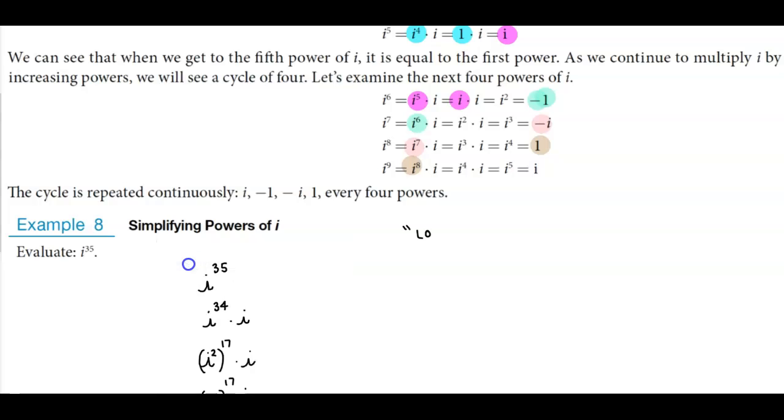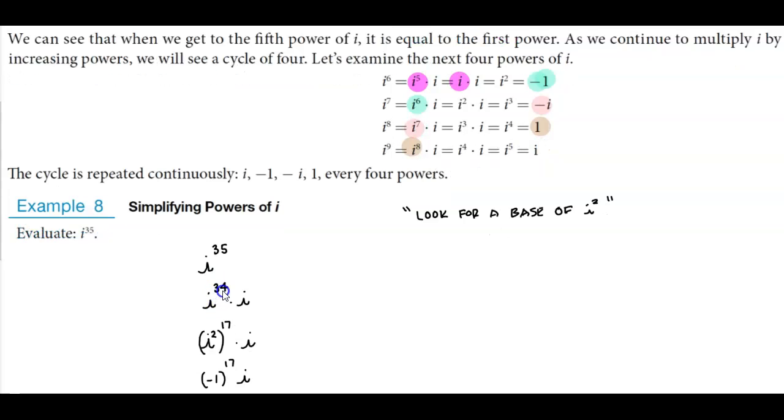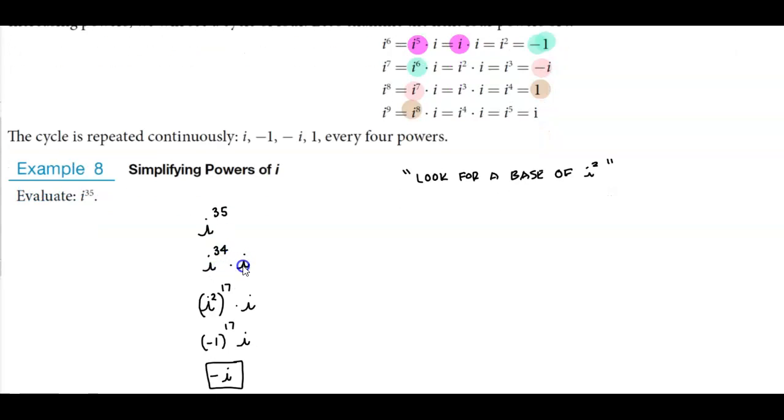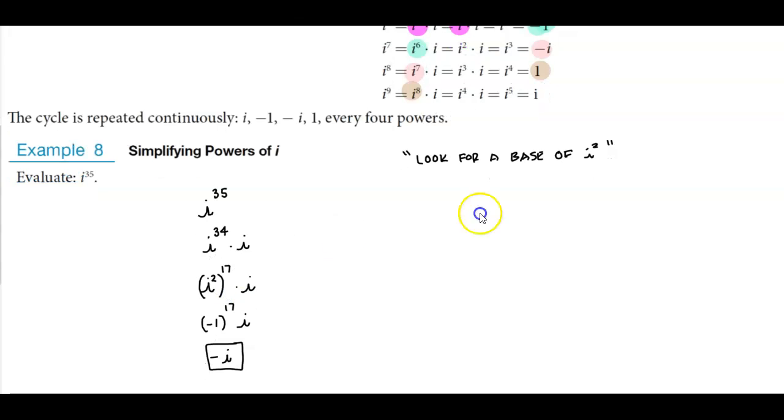So look for a base of i squared. When you take a look at i to the 35th power, we can break this down to be i to the 34th times i, because when we multiply the same base, 34 plus 1 gives you 35. Now the reason why you want to factor out the i here is so that we get an even number. And what that even number allows us to do is now write this as a base with an exponent raised to an exponent. So here is that i squared that I was talking about.